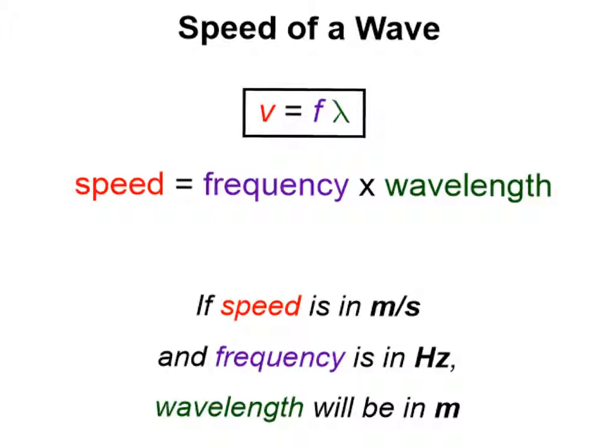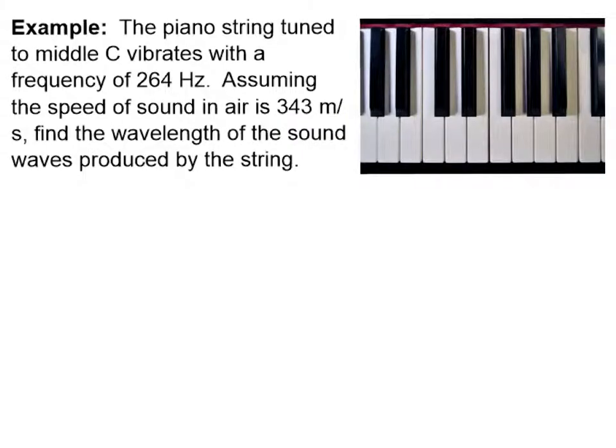And that is as long as the temperature remains constant. When we start changing the temperature, different things happen. So remember that the speed of the wave will only change, and can only change, if it moves from one medium into another. Let's look at this example.